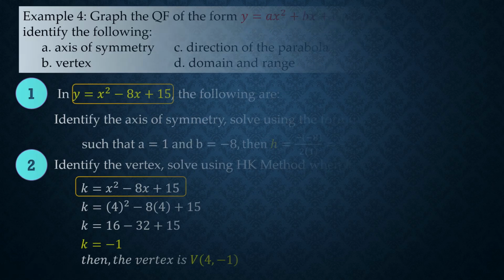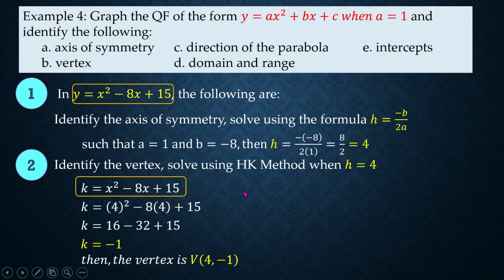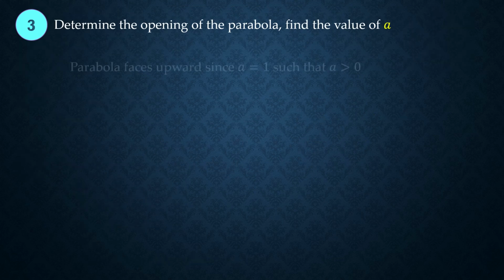Look at the vertex here. The vertex is at (4, negative 1). If you locate it, it is in the 4th quadrant where y is negative 1. And the parabola is facing upward, so the smallest value of y is indeed negative 1. Okay? To continue.